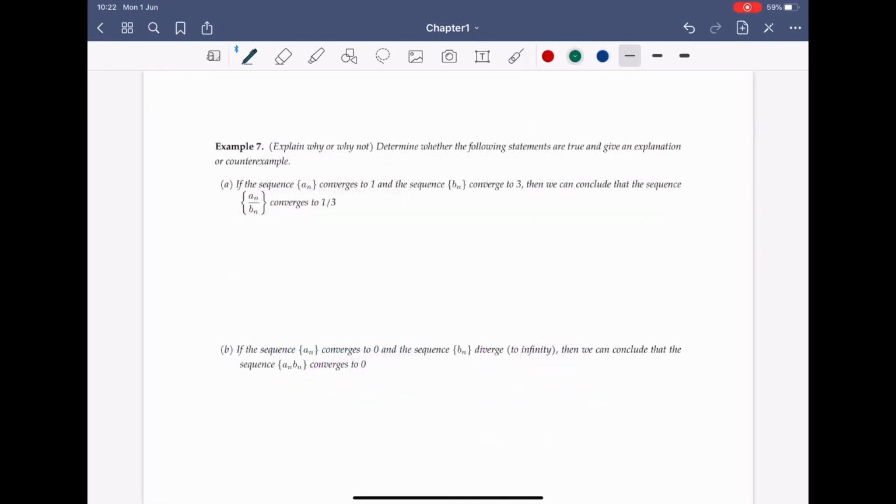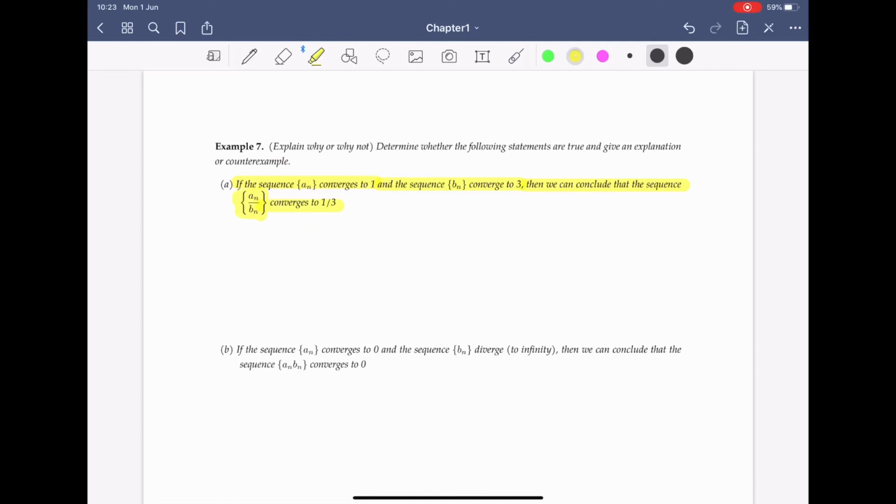To wrap up this section, we're gonna do example 7 together. Let's determine whether the following statements are true and give an explanation or give a counterexample. So this is a true or false question. Let's start with part A. If the sequence a_n converges to 1 and if the sequence b_n converges to 3, then we can conclude that the sequence a_n over b_n converges to 1/3.